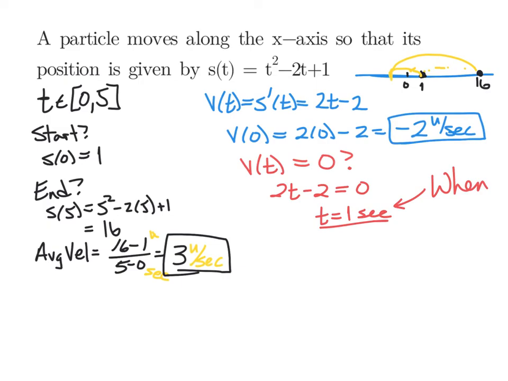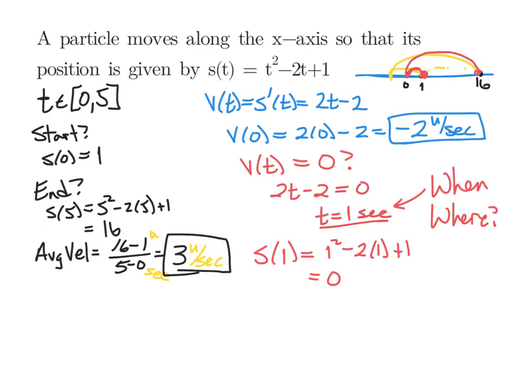What I want to know next is, where does that happen? Well, that means I want to know its position. If I'm looking for where it happens, that's its position after 1 second. So plugging that back into our position function, s of t, we get 1 squared minus 2 times 1 plus 1, and that actually looks like 0. So to modify our diagram here, our particle is starting at 1 unit to the right of the origin. It moves to the left over to the origin. It takes 1 second to do that before it stops, turns around, and starts going in the positive direction, ending at 16.